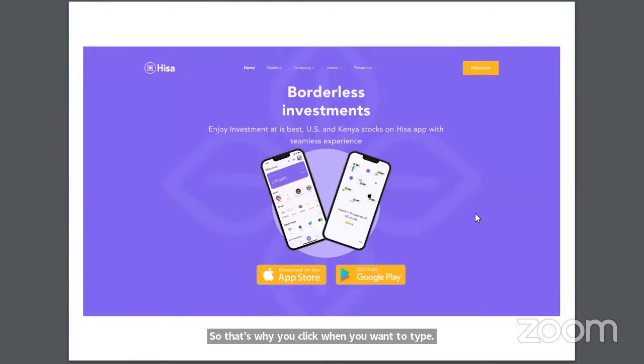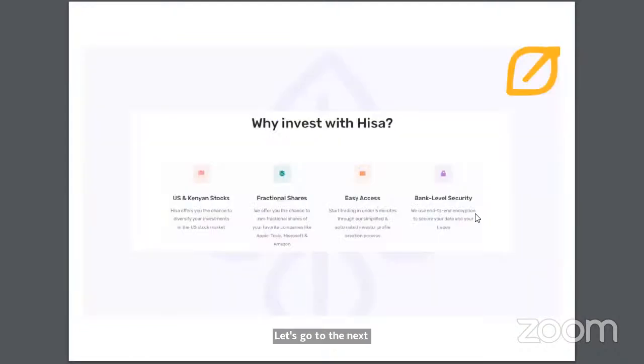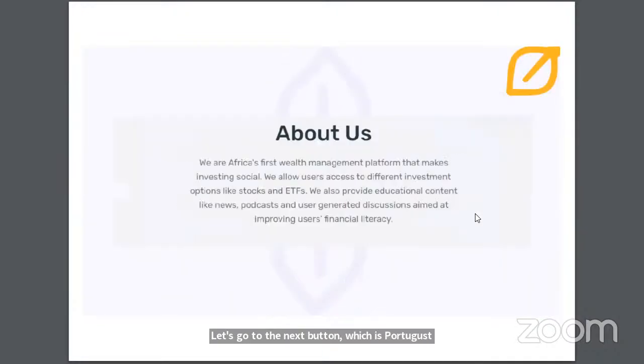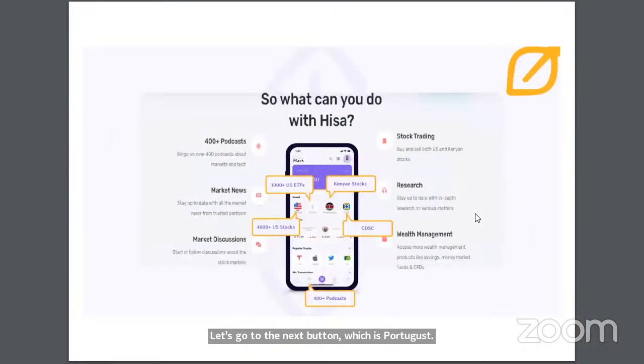Let's go to the next button, which is podcast. When you click on this podcast, you'll be able to access any podcast available on our platform. We'll give you a few recommendations of podcasts you can listen to so that you can be up to date with what's happening in the markets. So I hope everyone is there on the podcast section.